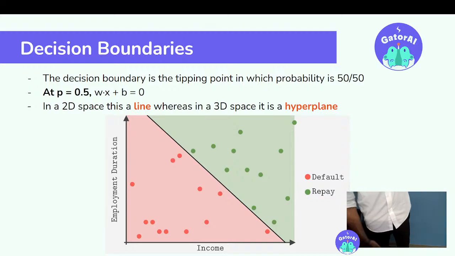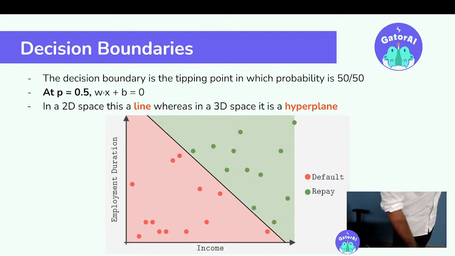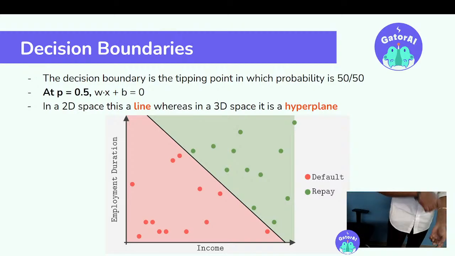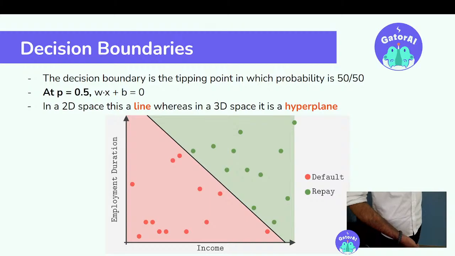If you look at this graph, we have the default values, and then we have the repay values. And that linear line here, that's exactly our decision boundary. When you have a two-dimensional plane like this, you just call it a plane, but in higher dimensions, you refer to it as a hyperplane. It's really hard to picture things in 4D or higher dimensions, for example, but you can represent it by a map. And that's why we refer to it as a hyperplane.